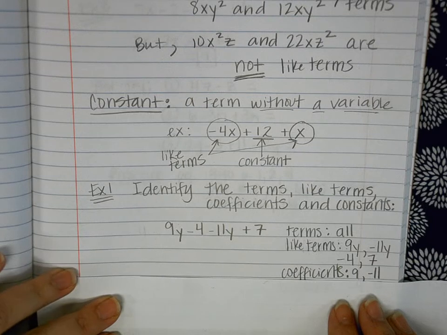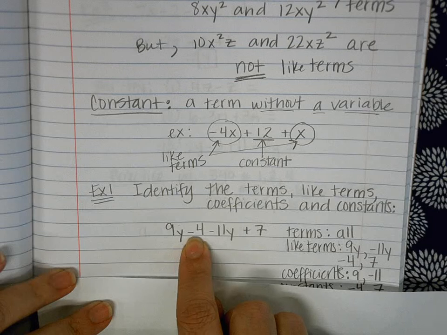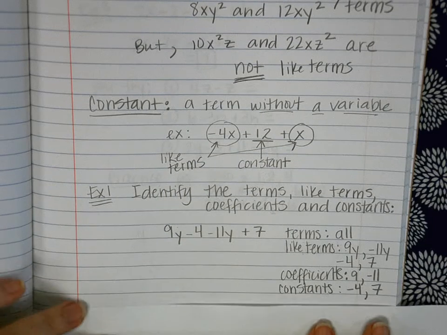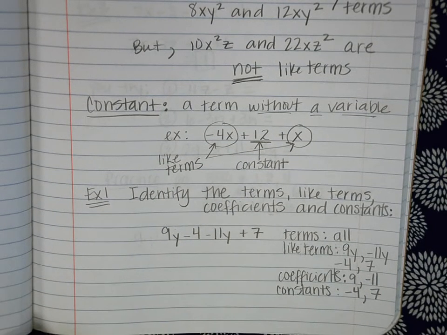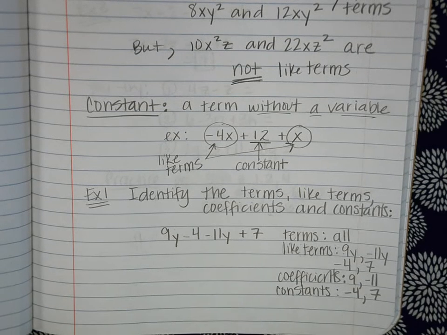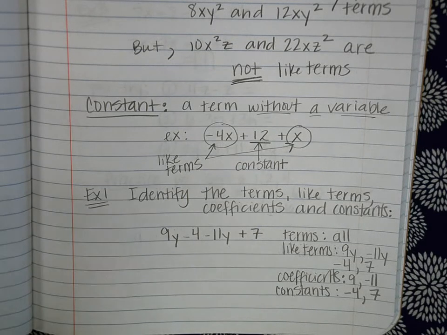They're just the numbers. 11, negative 4, and positive 7. There's your constants. Okay? So on the homework it'll say identify all these things. I only give you one like that. So you know all of them are terms. You group the like terms. The coefficients are the numbers in front of the variable. And the constant is just the numbers without a variable. Easy, right? Just kind of defining how these expressions are made up.